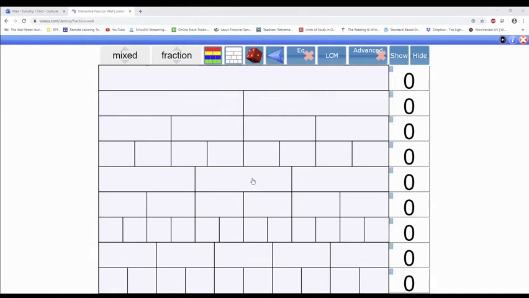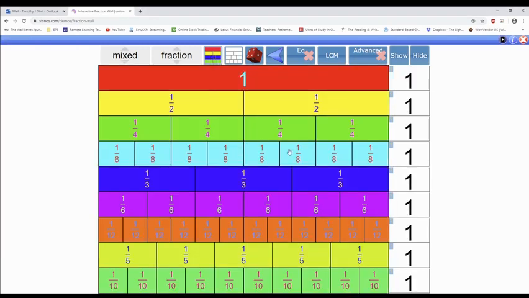Okay, so this is the fraction wall that we've used before. So what I'm first going to do is make it so it's completely filled in. So you can see here, this is 1/2, but if I click it in, it's 2/2, but it's also equal to 1. Right here, 3/3. 3 out of 3 are shaded. There's 2/3. 3/3 is equal to 1. All of these are filled in, equal to 1. 10/10 equal to 1. 5/5 equal to 1. 12/12 equal to 1.